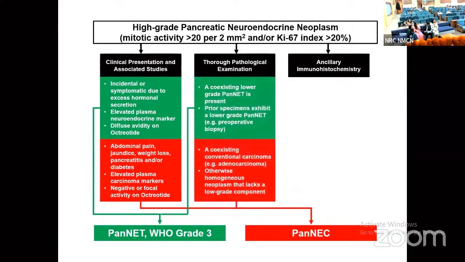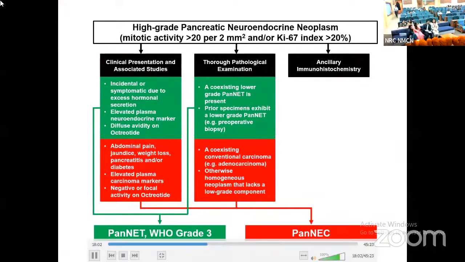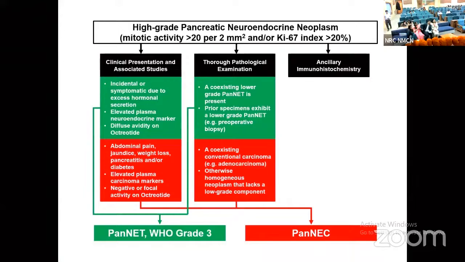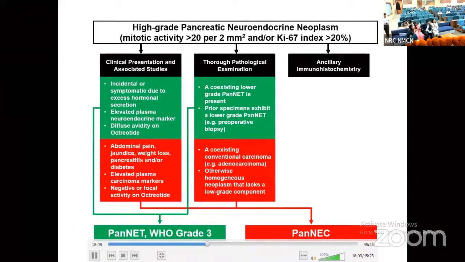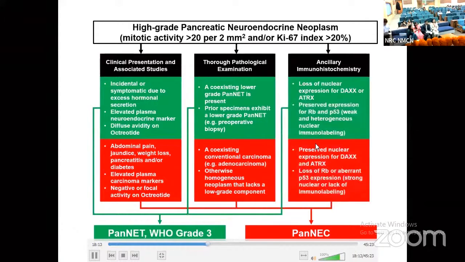In addition to clinical presentation, I cannot stress enough the importance of a thorough pathologic examination. Poorly differentiated neuroendocrine carcinomas do not arise from a low-grade component, while grade 3 well-differentiated neuroendocrine tumors often do, and therefore adequate sampling is important. This, of course, can be difficult when dealing with biopsies, but if the patient had a prior pathologic specimen exhibiting a low-grade pancreatic neuroendocrine tumor, that would support a tumor rather than a carcinoma.